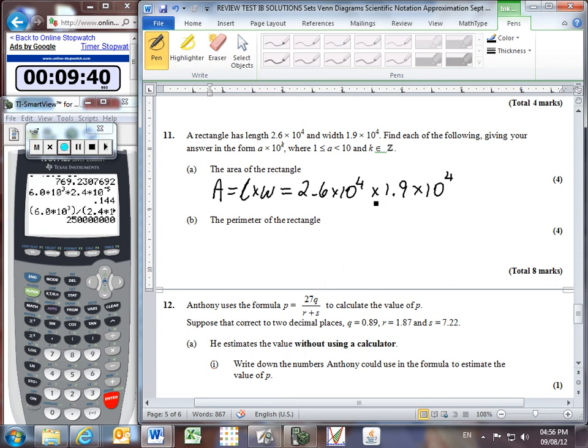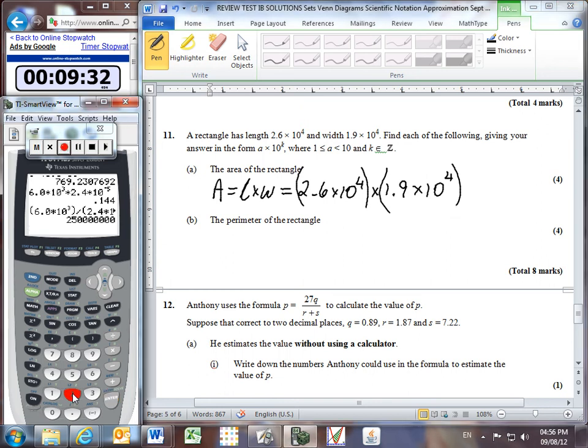If you're going to feel nervous about that, feel free to add parentheses in your calculation so that you can feel more confident. Anyway, I'm just going to do this without parentheses because I know that the order in which we multiply things won't change the result. And that's multiplying 1.9 times 10 to the power of 4. And I got a big number, 494, with 6 zeros.